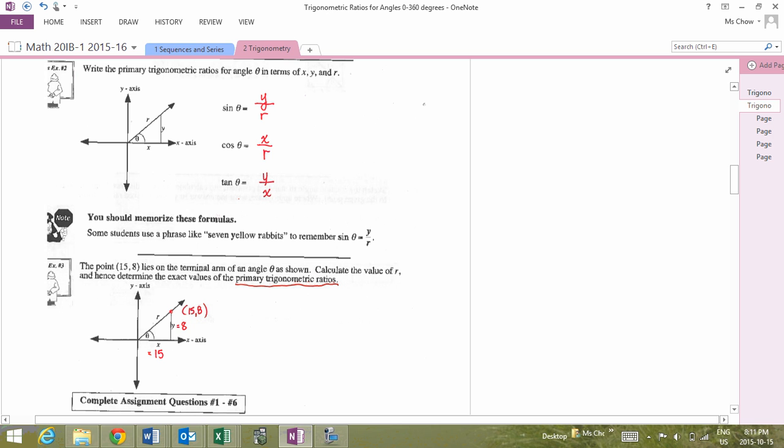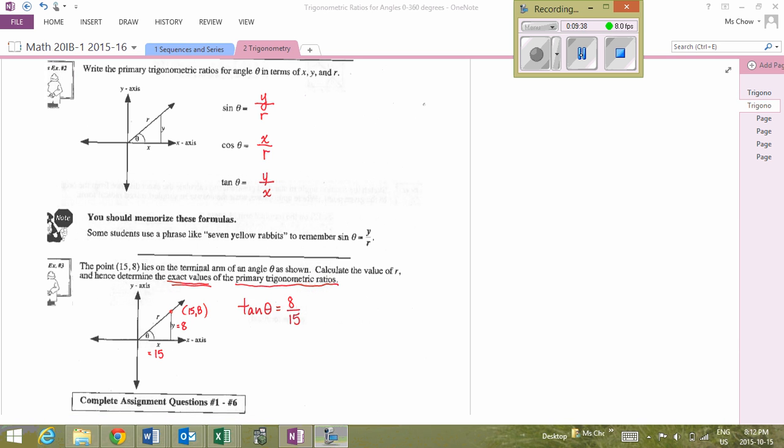So then, anytime they're asking for your primary trig ratios, they're looking for sine of theta, cosine of theta, tangent of theta. So right away we can do tangent of theta, because we know tan of theta is opposite over adjacent, or y over x, which is then going to be 8 over 15. And that's an exact value as well. When we're looking at sine and cosine, we need our hypotenuse, or our r value. So again, let's hit pause and calculate that r value.